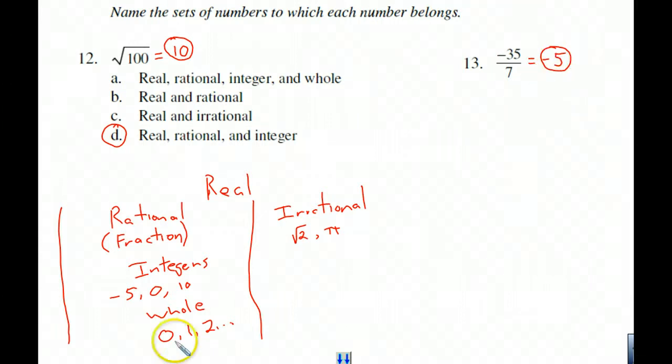-5 would not be considered a whole number because whole numbers start at 0 and go up, but it is an integer. So it's going to be an integer, a rational, and a real. Integer, rational, real. Oh, I see. Okay, so we actually got D for number 13. But for number 12, it's also a whole number. So 12 will say it's A. Let's see here. Okay, moving on.